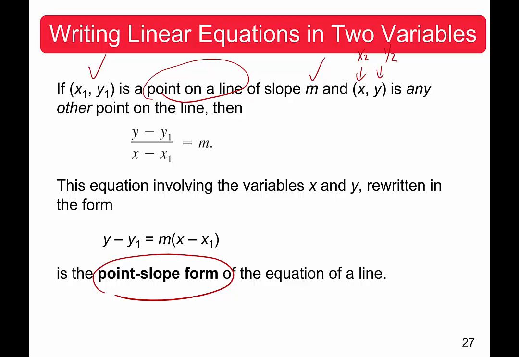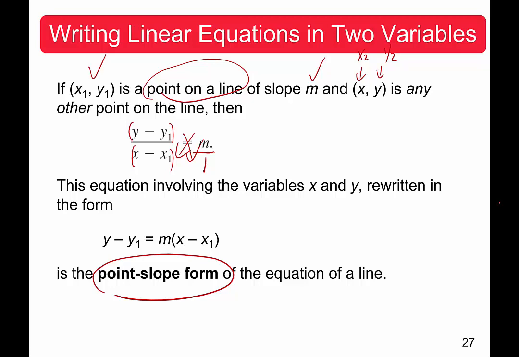Using the slope formula, y minus y1, you can think of this as x2, y2, another point. So we're using this slope formula, and we come up with y minus y1 over x minus x1 equal to m. And if you make it a proportion and cross multiply, we're going to come up with y minus y1 equal to m times x minus x1. And this is another popular form called the point slope formula.